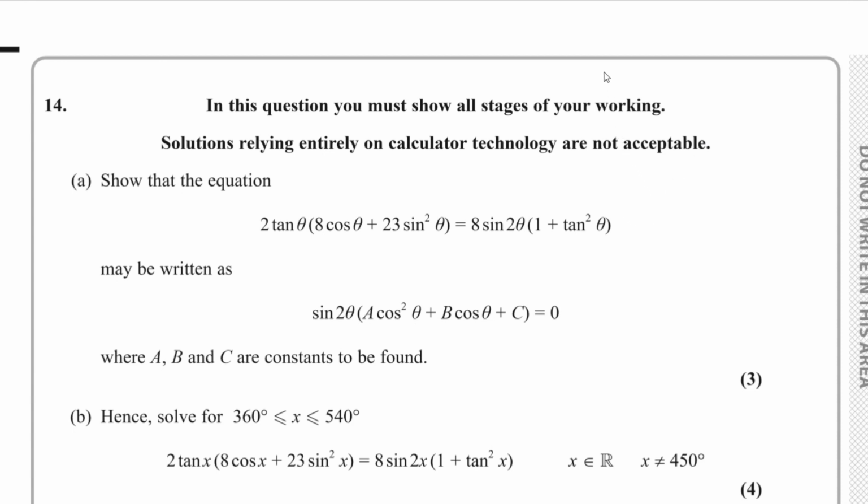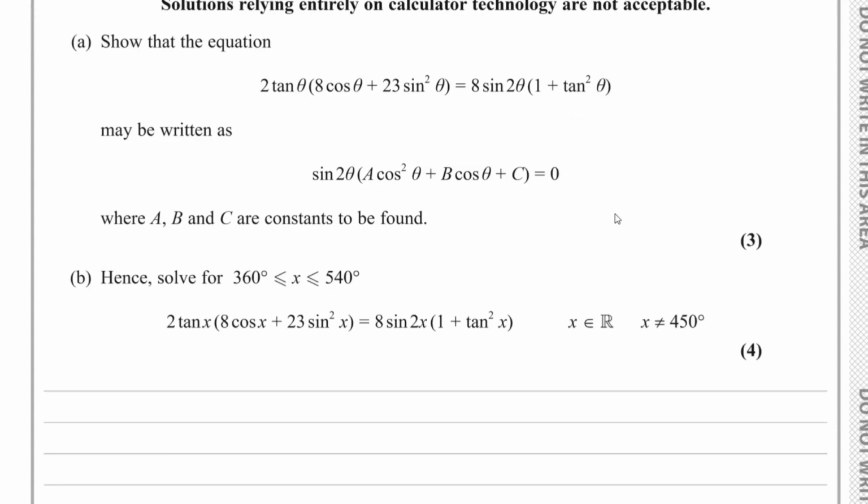Question number 14, part A, we have to show that the equation 2 tan theta multiplied by (8 cos theta plus 23 sine squared theta) equals 8 sine 2 theta multiplied by (1 plus tan squared theta) may be written as sine 2 theta multiplied by (a cos squared theta plus b cos theta plus c) equals 0, where a, b and c are constants to be found.